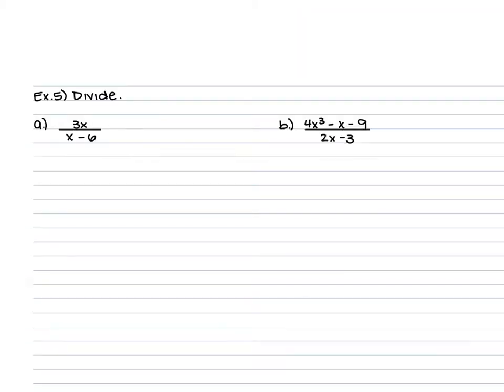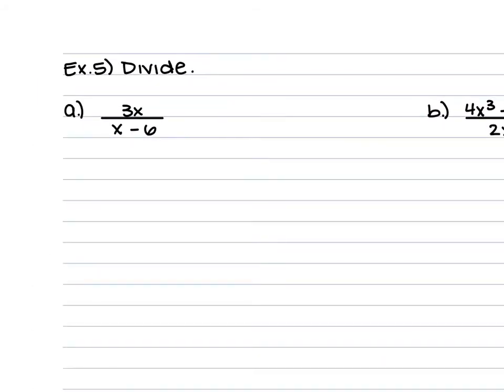For example 5, we are just dividing, and we are using long division with this. So example A, we have 3x over x minus 6. So again, we're just going to use long division. That x minus 6 is going to go on the outside. The 3x goes on the inside. If you want to do 3x plus 0, that would probably be best, so that way every power is represented.